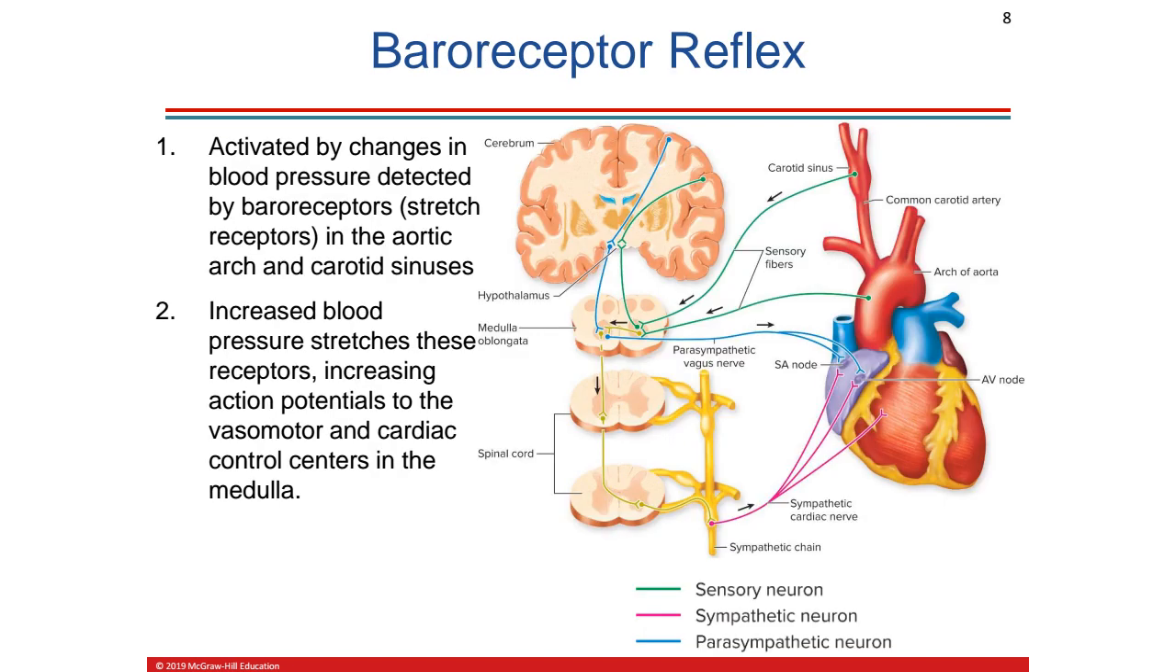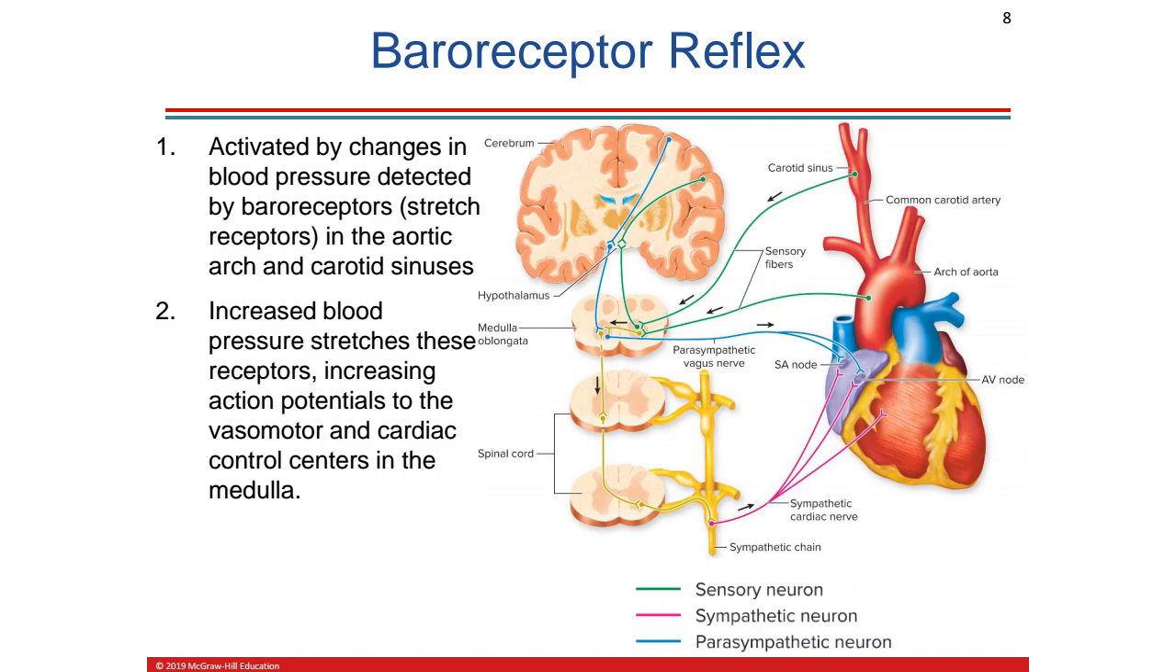The most important reflex for maintaining your blood pressure in the short term is the baroreceptor reflex. This reflex is activated by changes in blood pressure detected by baroreceptors, which are stretch receptors, which are located in the aortic arch here, as well as in the carotid sinuses.